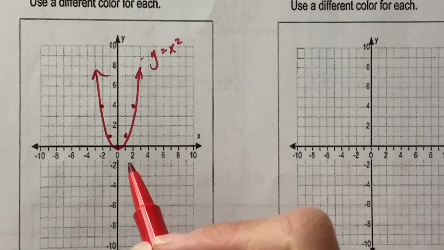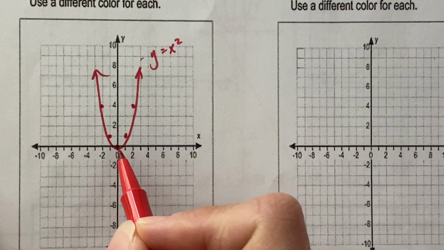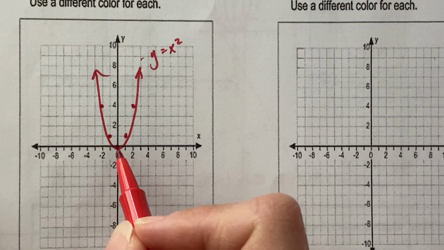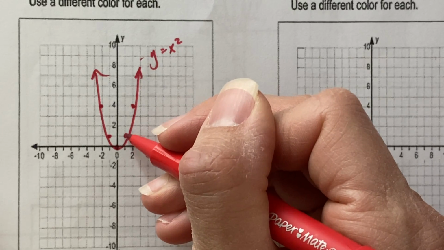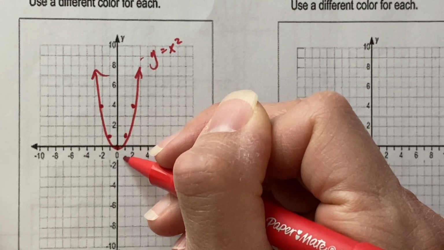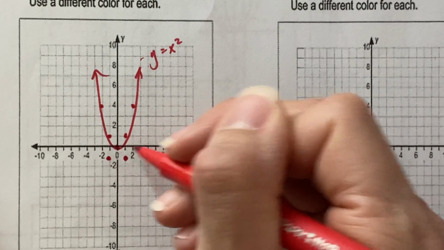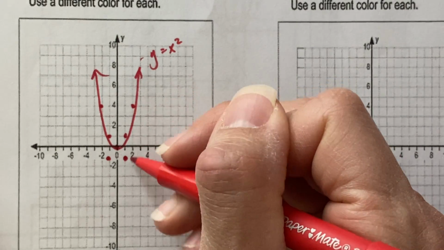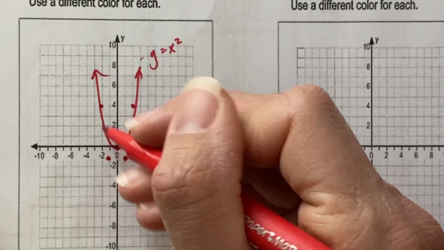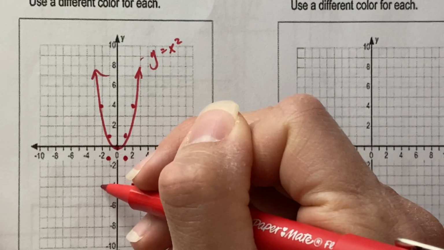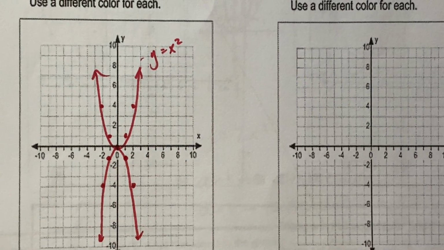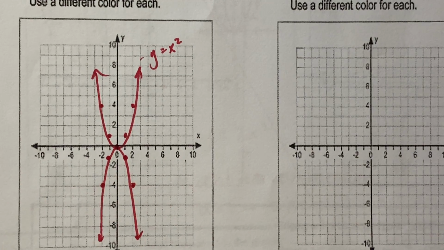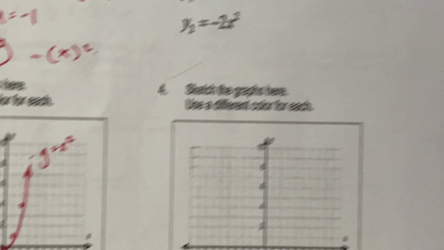So 0 squared is still 0, times negative 1, still 0. 1 squared is 1, times negative 1 is negative 1. 2 squared is 4, times negative 1 is negative 4. Right? So now I just have the reflection of that. And it looks skinnier, but it's not. That's only my graphing issues.